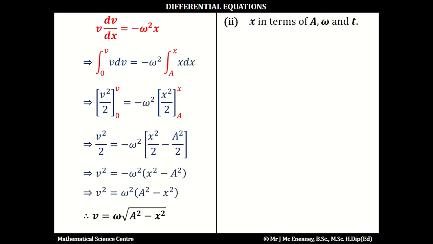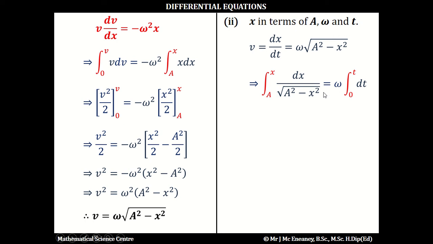Part 2 then, we want to find x in terms of a, omega and t. Now v is the same as dx/dt, so dx/dt equals omega times the square root of a squared minus x squared. And if we bring the dt across and multiply, and the square root of a squared minus x squared, we can bring that across and divide. Now if you integrate dx over the square root of a squared minus x squared, this is a standard integral, and this gives the inverse sine of x over a.